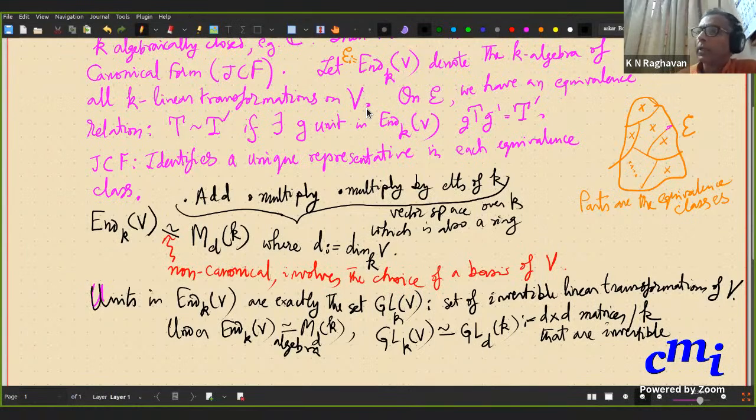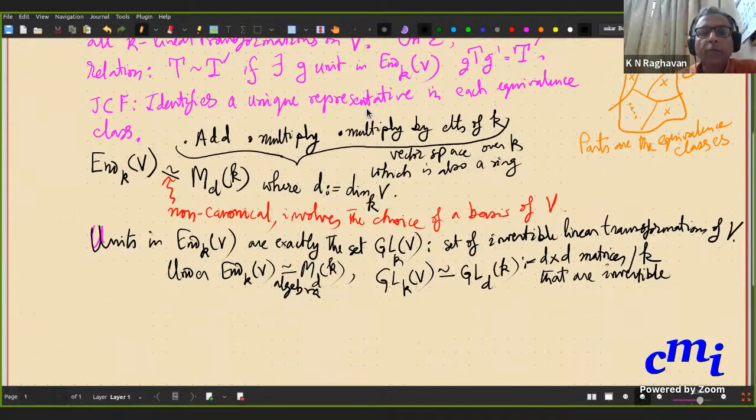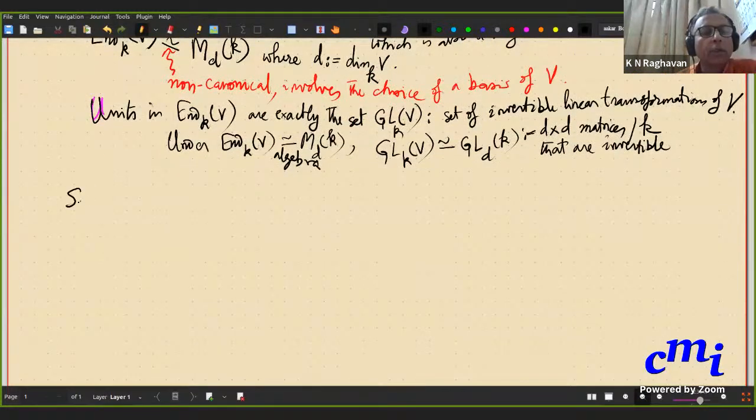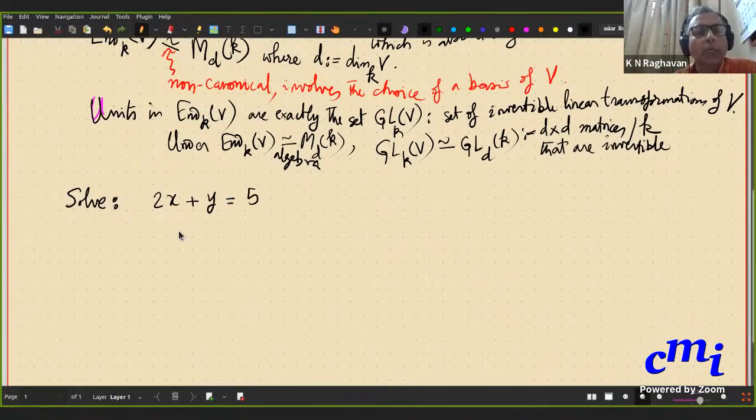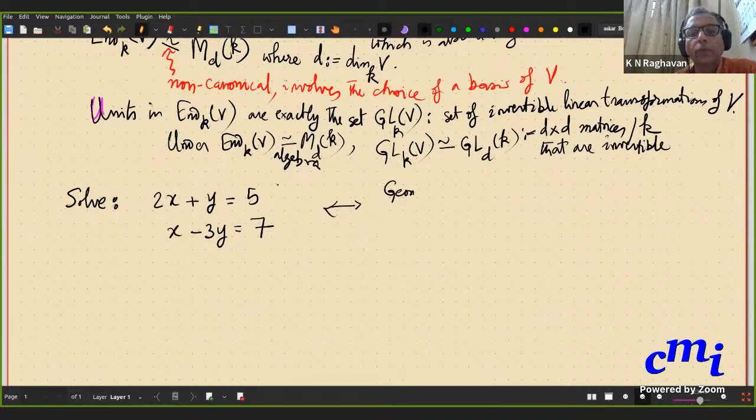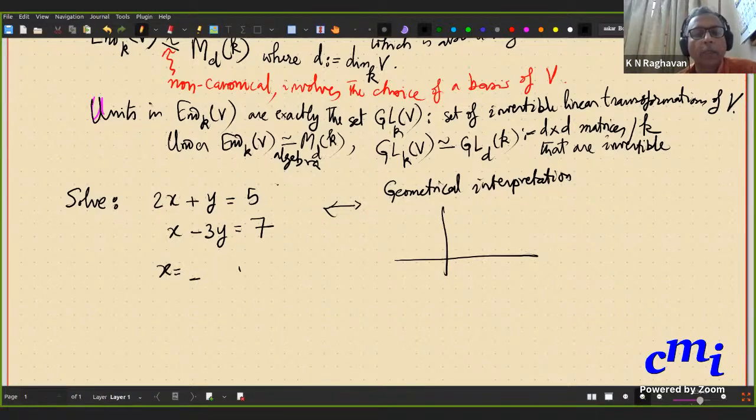Let us take a simple example from high school. This could be an example in your NEET exam, which is very topical these days. Everybody is discussing NEET exams. So something like this: x minus 3y is equal to 7. I wrote down some arbitrary set of simultaneous equations. So you do some algebra, but this has a geometrical interpretation, as we all know, namely that this has a solution: x is equal to something, y is equal to something.